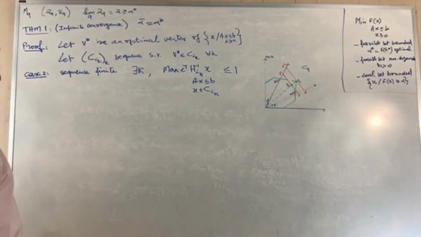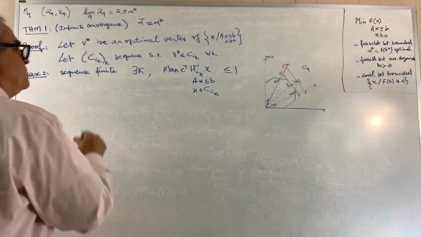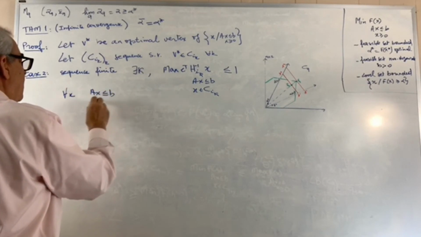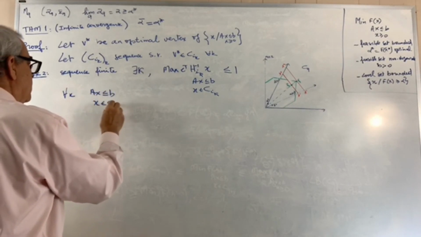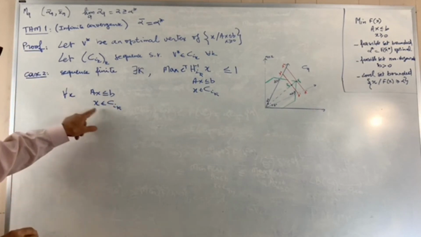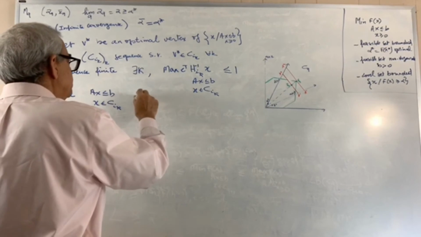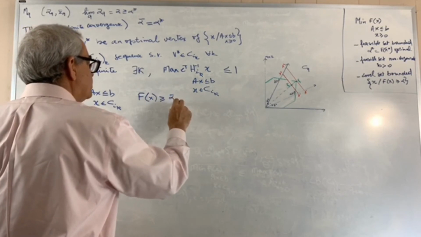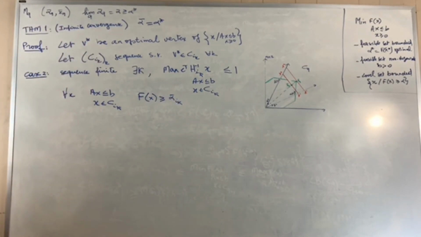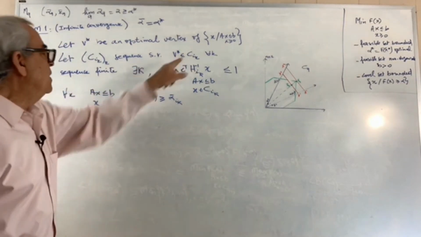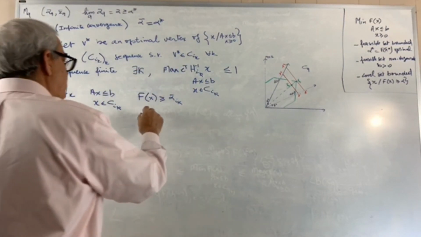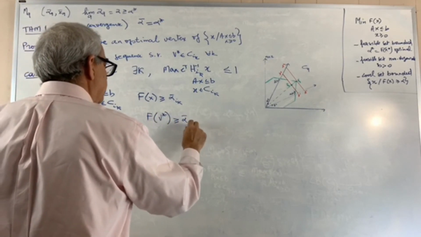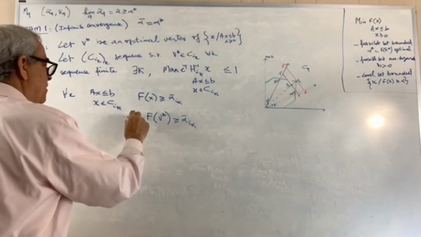And from the previous video, that means that every X such that AX less or equal to B, X belonging to CI big K, remember this, for every X such as this, f of X was greater or equal to alpha bar IK. All right. And since V star belonging to Cik, then I have f of V star is greater or equal to alpha bar Ik. Okay, and this is alpha star.